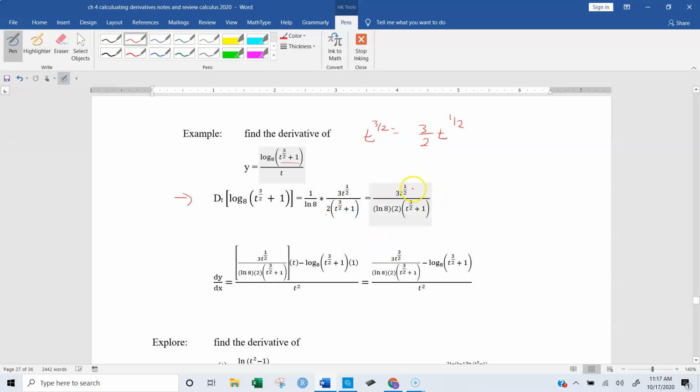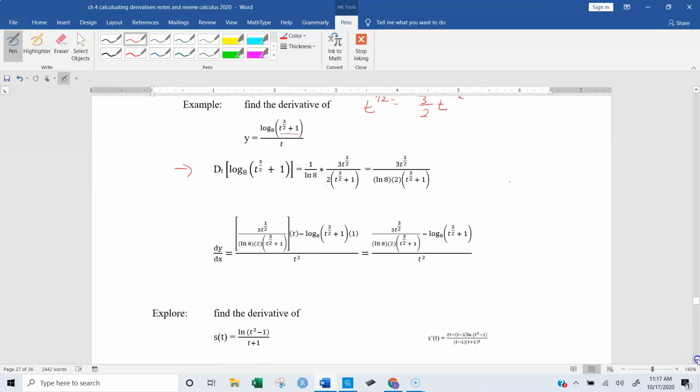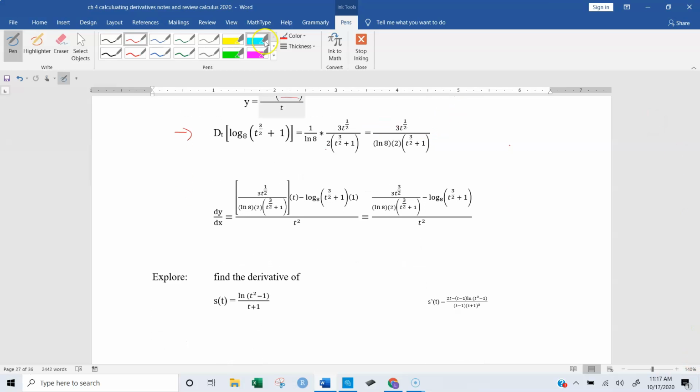Now all I did was multiply this through, 3 to the t/2, natural log of 8, times 2, times t to the 3/2 plus 1. Probably should have put the 2 in front to make that clear. Or make sure you're doing your parentheses very carefully. So now we have to do the quotient rule. So it's the derivative of the first, which just came from here, times the denominator, minus the original, times the derivative of the denominator, which is 1, all over denominator squared.